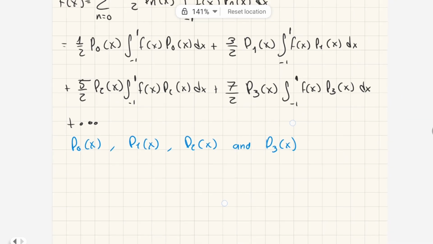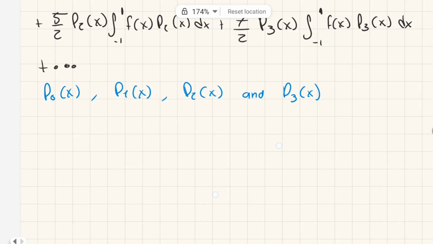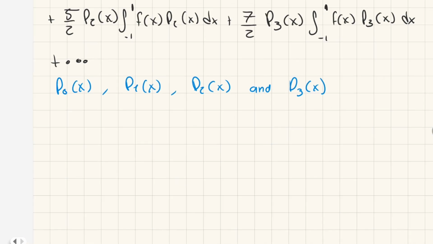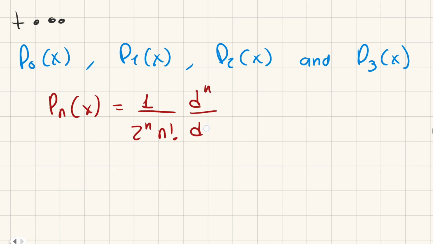So to do that, I think we are going to use the definition for the Legendre polynomials. So that definition is the next. We have that the n-order Legendre polynomial is equal to 1 divided by 2 to the n times n factorial, and then the n-th derivative with respect to x of x squared minus 1 to the n.